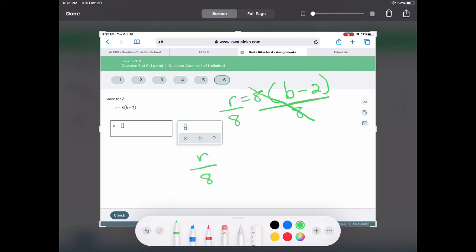R over 8 equals b minus 2. I want b by itself, so I'm going to add 2 to both sides. And then this is how you write this. R over 8 plus 2 equals b. And we can flip-flop that around. B equals r over 8 plus 2. And that's all there is to it. Let me know if you have some other questions.